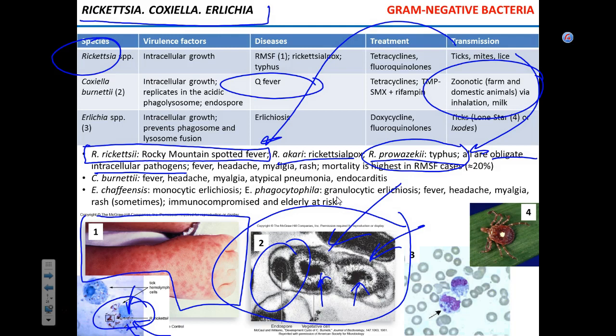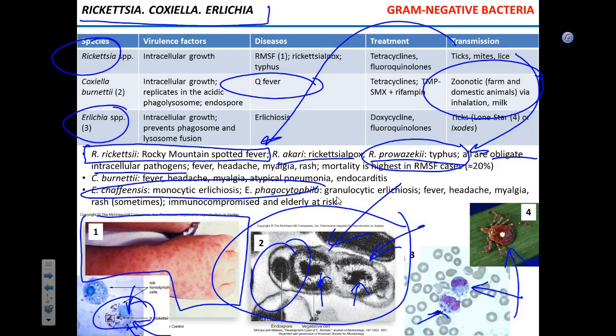And the third microorganism that I wanted to mention, a couple of species of Ehrlichia. So Ehrlichia chaffeensis and Ehrlichia phagocytophila infect white blood cells. Ehrlichia chaffeensis infects monocytes, phagocytophila, neutrophils. Transmitted by ticks, such as the Lone Star tick. And again, the symptoms are the same.